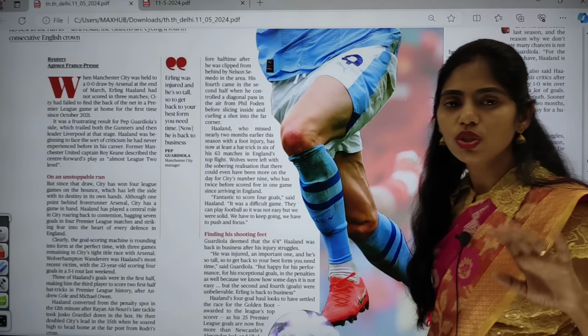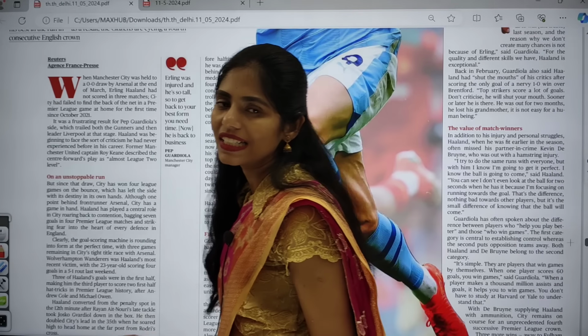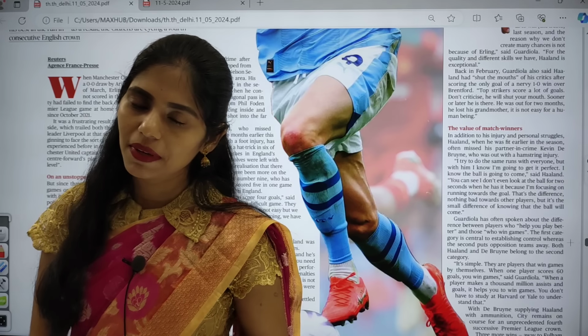Okay, that's all. So these are the very important articles that appeared in our today's Hindu newspaper.